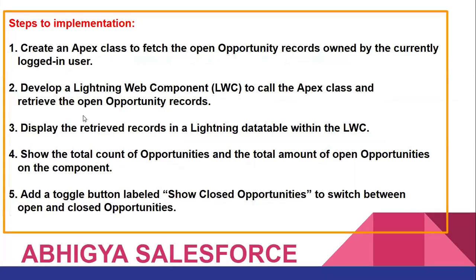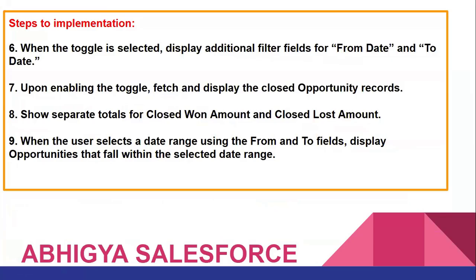Our next aim is, after retrieving the records, to show them in the lightning data table. This we have done. And the count of the total opportunities and open opportunities, this we have also done. The third and fourth steps are also implemented. Now the fifth step is to add a show closed opportunities option, and when we switch to this one we need to display the closed opportunities. At the same time we need to display the total closed opportunities and open opportunities as well.